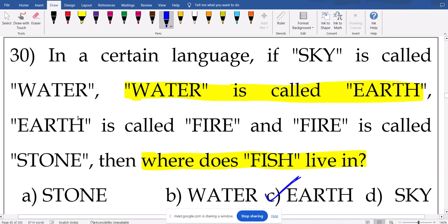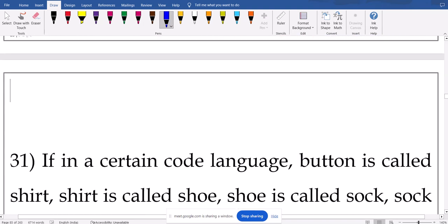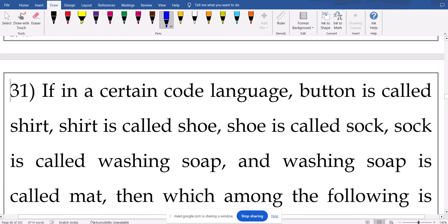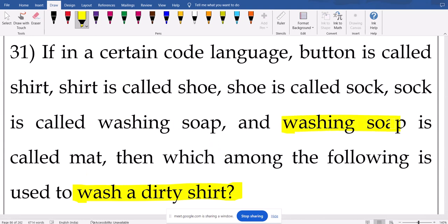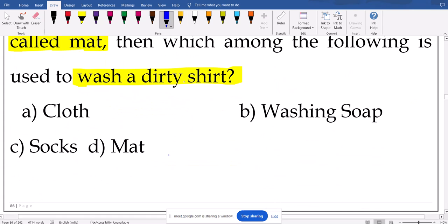In Mettl, they give these types of questions. You can find plenty of similar questions. What's the next one? Last line: which is used to wash a dirty shirt? Washing. So it is called mat. So the answer is mat. In these questions, related things like button, shirt, shoe, sock, washing soap, we need to select the related one in the question and see how they call it. Here it is mat, so the answer is option D, mat.